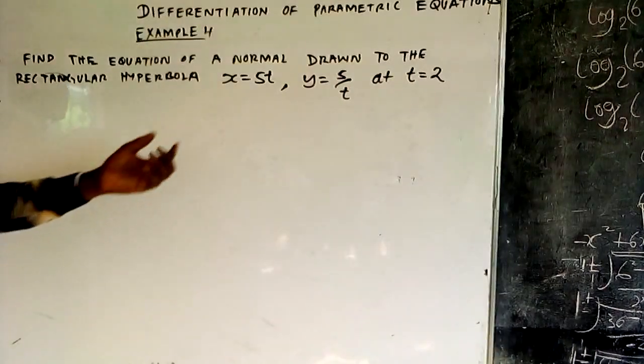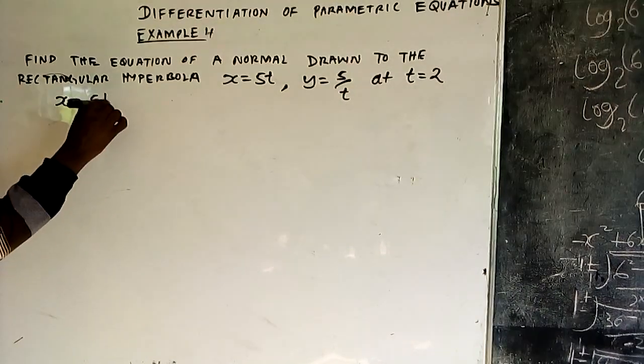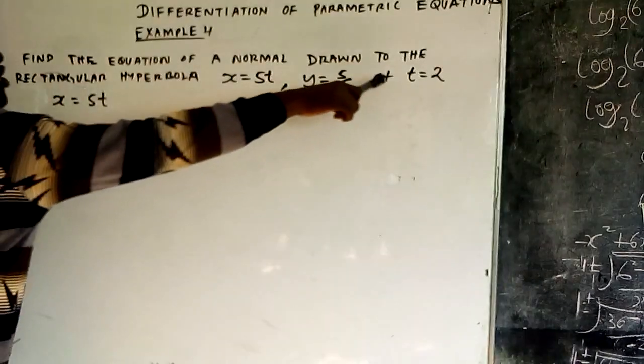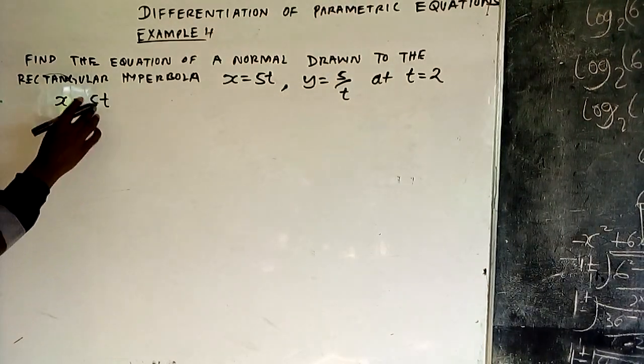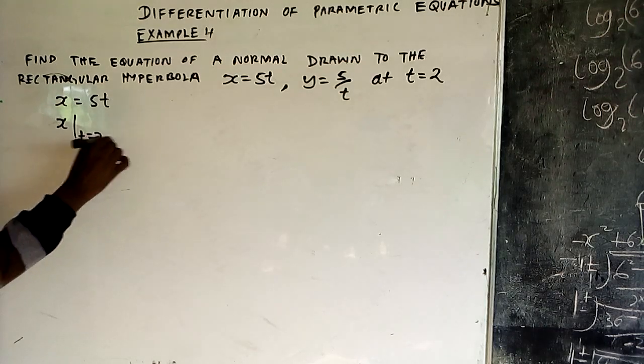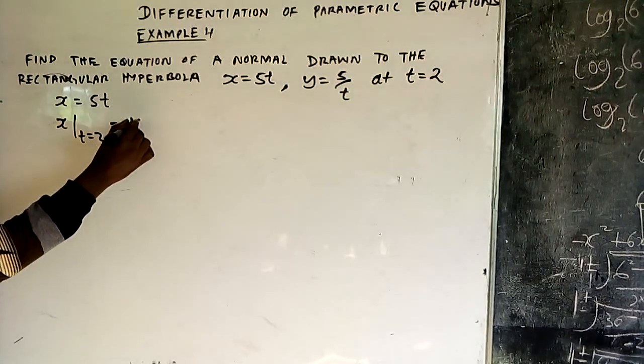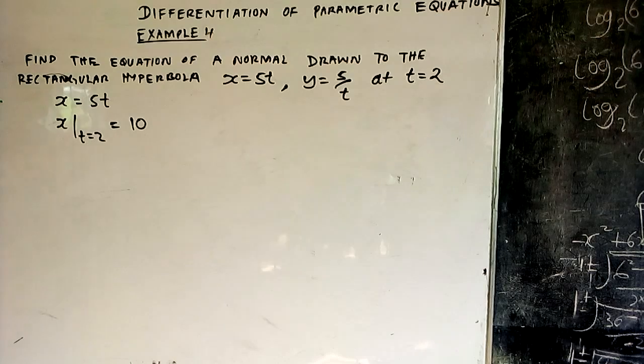So, the first parametric equation you've been given, x = 5t. At a point when t = 2, what is the value of x? What is x at a point when t is 2? 5 times 2. You get x to be 10. We are done with that.